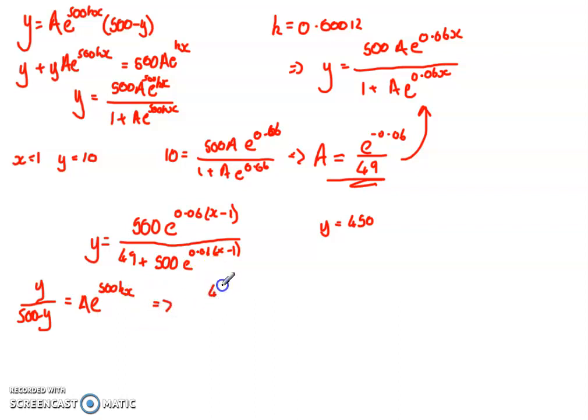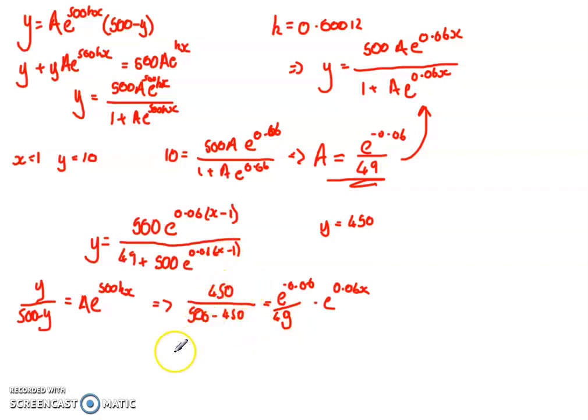So I'll make this 450 over 500 take away 450, equals, and substitute in the values for my a and my k, e to the negative 0.06 over 49 times e to the power of 0.06 x. Now, 450 over 500 minus 450, so that's 450 over negative 50. So what I can then do is simplify that. And I've got my 49. It should be 49 there on the bottom. And I can take it up and multiply it.